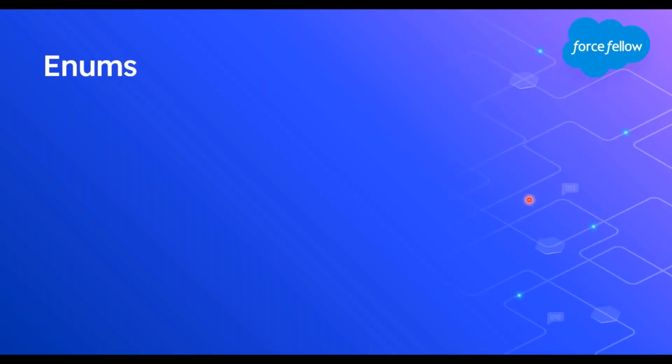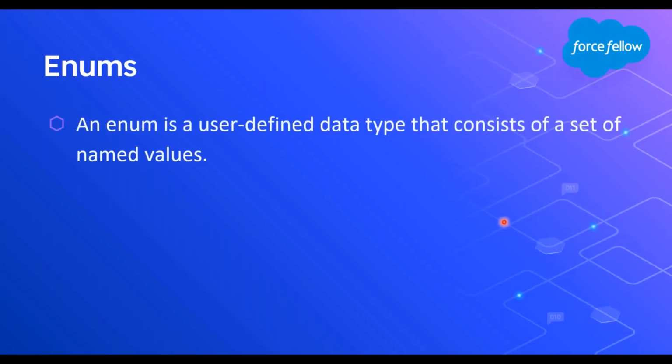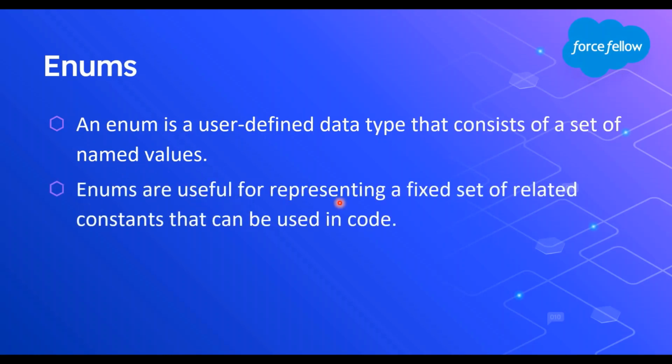Okay, and now the next data type we have is enums. So we can say enum is also a user defined data type that consists of a set of named values, and enums are useful for representing a fixed set of related constants that can be used in code. Now let's understand this more with an example.